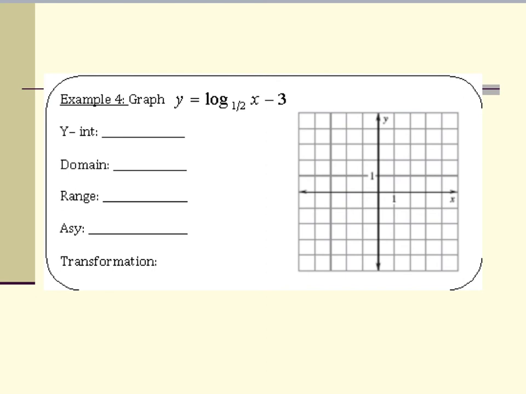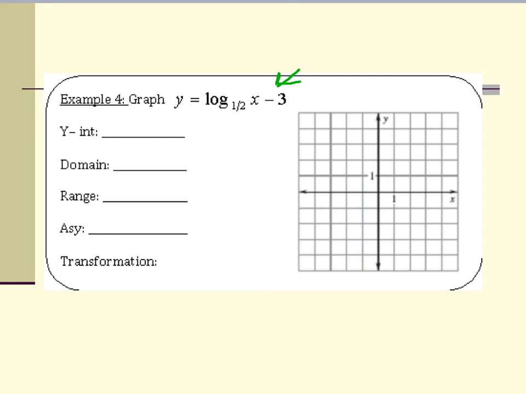Okay, we want to graph y equals log base 1/2 of x, and then minus 3. Now notice there's no parentheses around this. So that minus 3 does not go with the x. This minus 3 is at the very end, so that's going to tell us to move our graph down 3. If there was parentheses here, then that would tell us to move our graph to the right 3, but there's none.